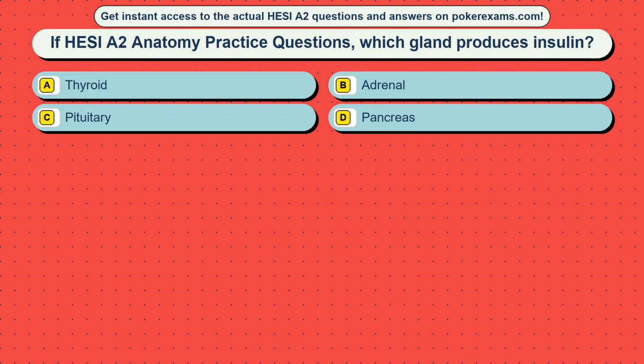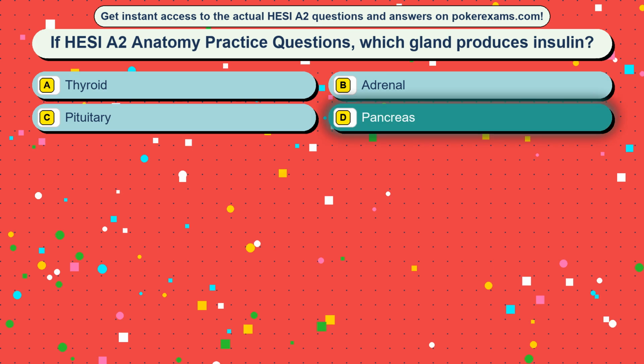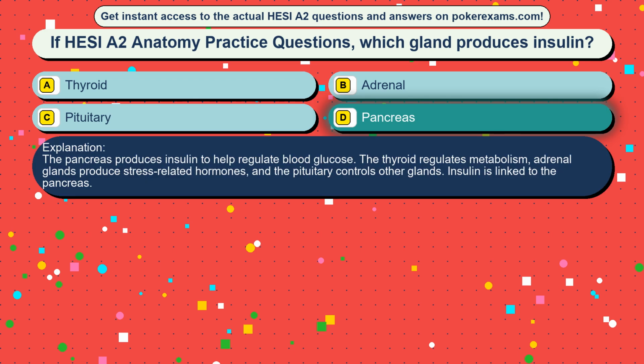Question 10. If HESI A2 anatomy practice questions, which gland produces insulin? Option A, thyroid. Option B, adrenal. Option C, pituitary. Option D, pancreas. The correct answer is option D, pancreas. The pancreas produces insulin to help regulate blood glucose. The thyroid regulates metabolism, adrenal glands produce stress-related hormones, and the pituitary controls other glands. Insulin is linked to the pancreas.